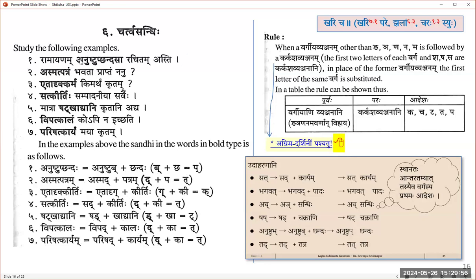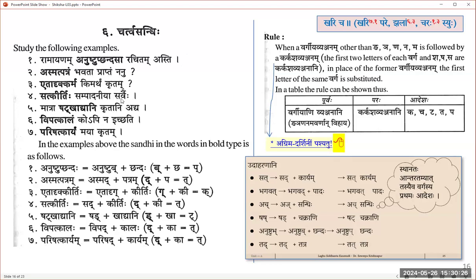Ramayanam is created in Anushtup Chandas. Isn't it so? Like that. Etadrik karma kimartam kritam. This nature of act, why was it done? Somebody screwed up here. Like that. Satkirtihi sampadaniya sarvaihi. Good fame should be the goal, or should be obtained by everyone.